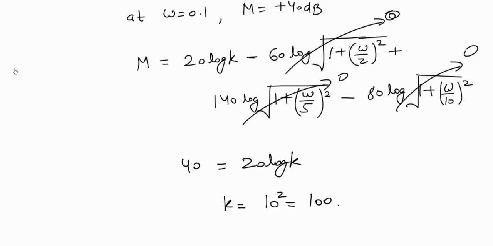So at omega equal to 0.1, these all will be less than 1. Omega by 2 will be very much less than 1. Omega by 5 will be very much less than 1. And omega by 10 will be very much less than 1. So these all will be log 1, log 1, log 1. All of them will become 0. So therefore k is equal to 100. So the overall transfer function will be the same one with k equal to 100. In this way we can calculate the transfer function from a given Bodeplot.